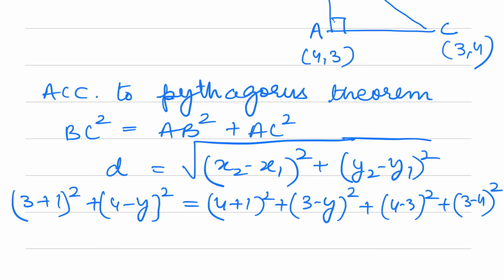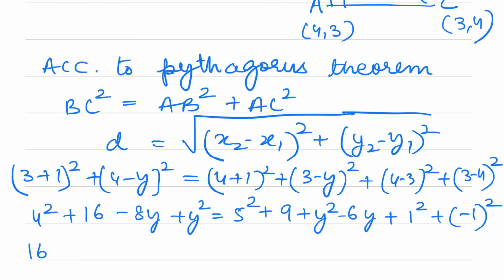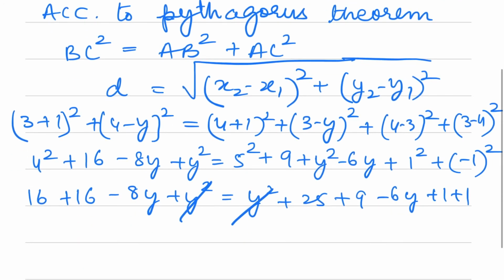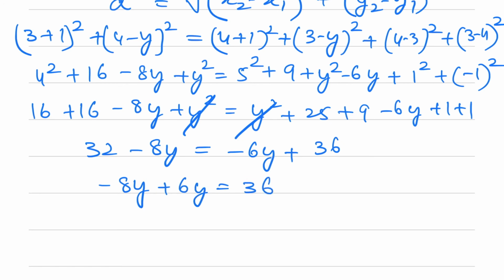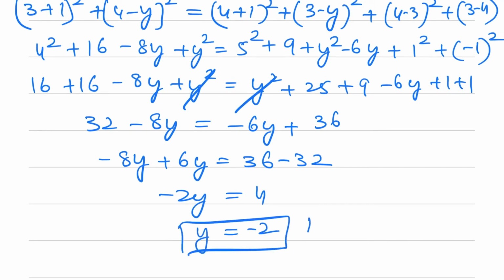Okay, let's see now. So this is 4 square plus 16 minus 8y plus y square is equal to 5 square plus 9 plus y square minus 6y plus 1 square plus minus 1 whole square. Then we have 16 plus 16 minus 8y plus y square is equal to y square plus 25 plus 9 minus 6y plus 1 plus 1. Y square gets cancelled. We have 32 minus 8y is equal to minus 6y plus 36. Minus 8y plus 6y is equal to 36 minus 32, minus 2y is equal to 4. So y is equal to minus 2. That's the answer.